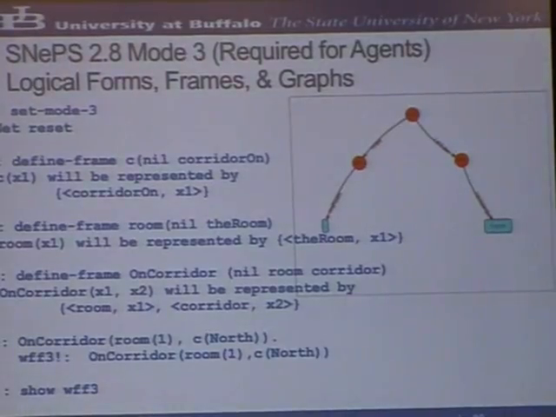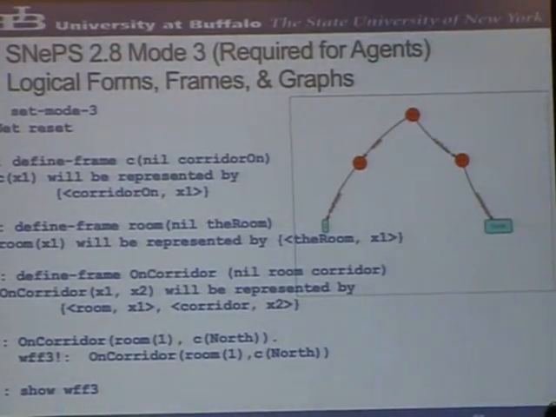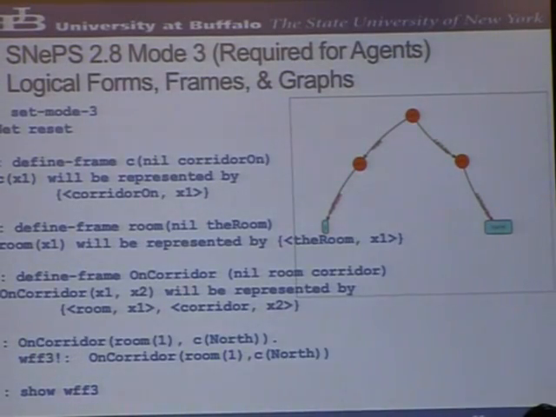A frame is a representation. It's actually closest to the internal representation of a functional term, whether it's a proposition-valued functional term or a functional term that denotes some other kind of entity. So one says define frame, gives it the function symbol, and then the names of the slots. If nil is in the first slot, then that means that the function symbol is not stored in the frame and doesn't appear in the graph. I'll explain why that's possible or useful in a moment.